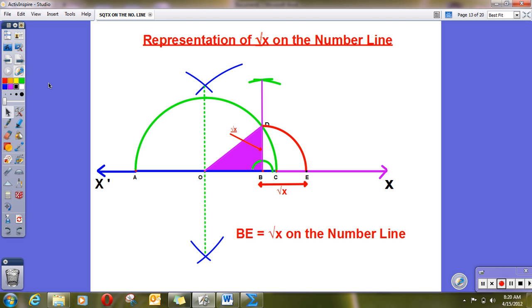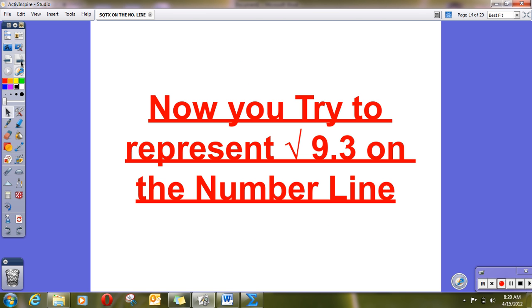This figure is indicating that if BD is, by Pythagoras theorem, square root of x, then by taking B as center and BD as radius on the compass, if we draw an arc on the line AB extended, we get a point E where BE is representing root x on the number line. Now you may try to represent square root of 9.3 on the number line.